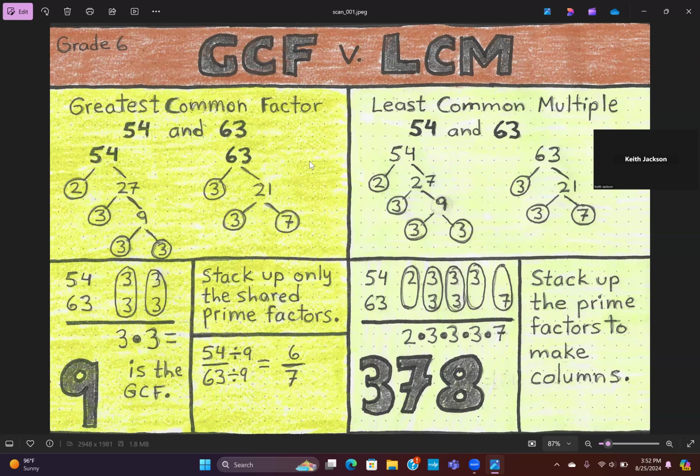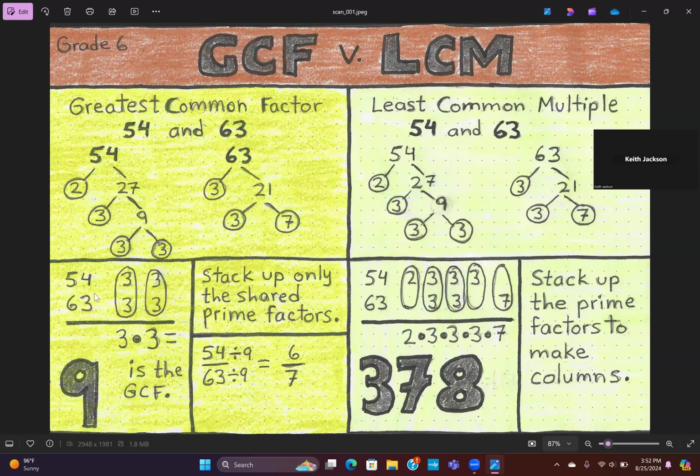And now here's how we find our greatest common factor of 54 and 63. We're going to stack up only the shared prime factors. The only prime factor that they share is 3, and they share two threes because, see, at max, there are only two threes here. Although we have three threes, we can only use two of those threes because they at least have two threes in common. And so we're going to write for 54 two of those threes that we see right here.